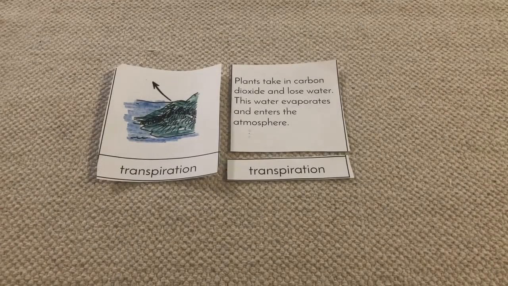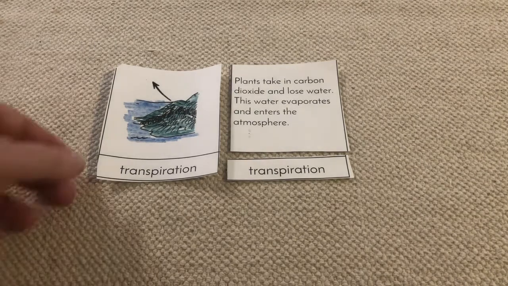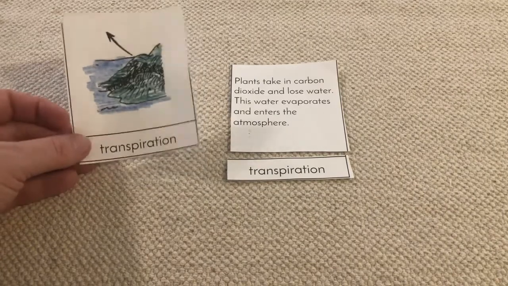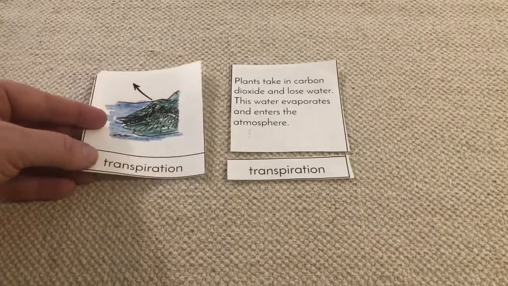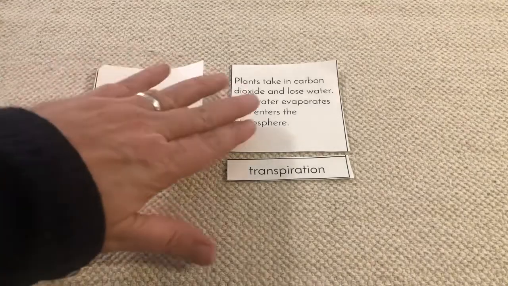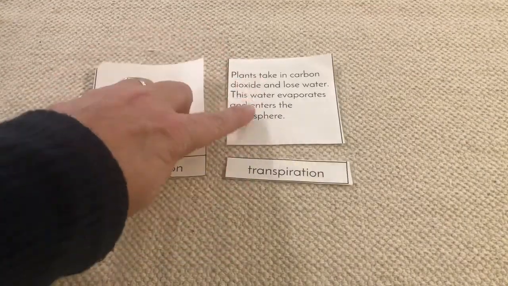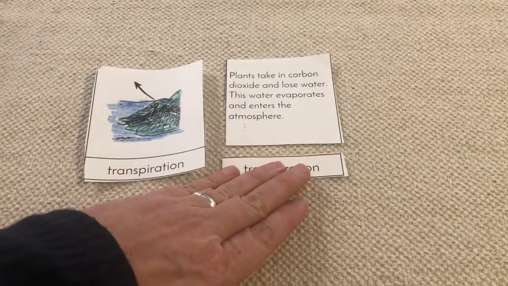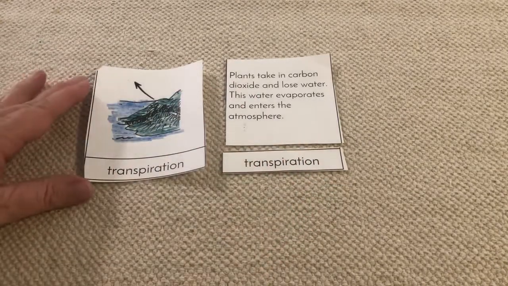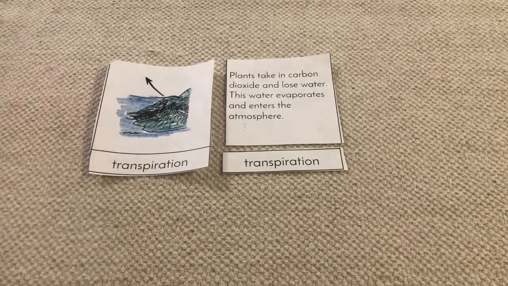Here is an example of what your water cycle cards should look like. I went ahead and kept the name, Transpiration, with the picture and colored it. And then I cut apart the definition and the word transpiration. So after you finish cutting and coloring these, you can match them up.